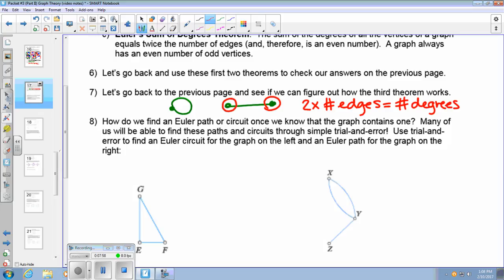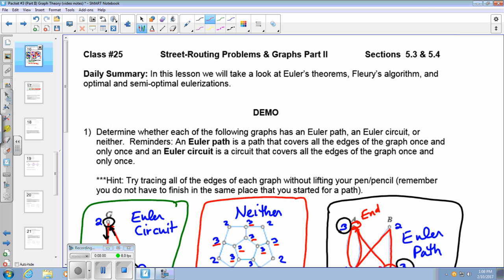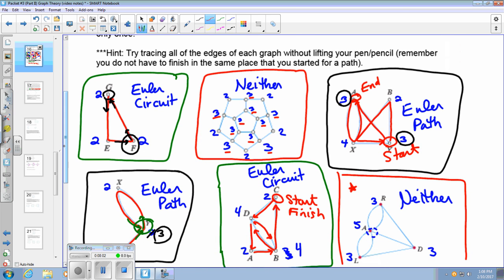Right, so let's check that out. Let's pick out a graph and see if that works. All right, let's start with the top right one. So notice if we add up all our degrees, we get a total of 6. And we have 3 edges. So if we do 3 times 2, we also get 6. And I encourage you to try this out with one other graph just to verify this.